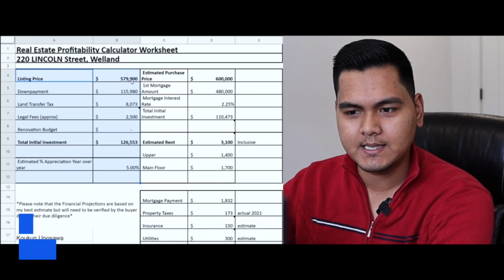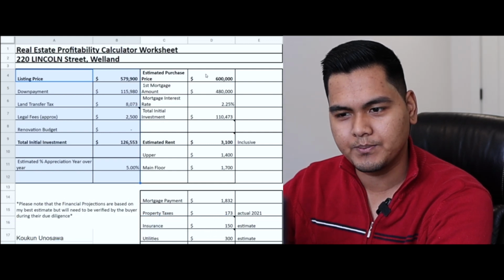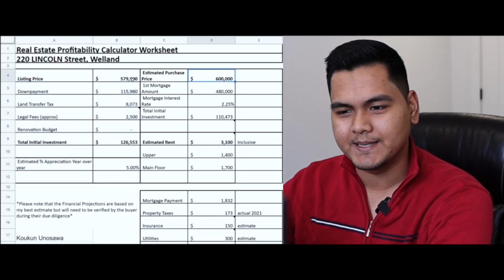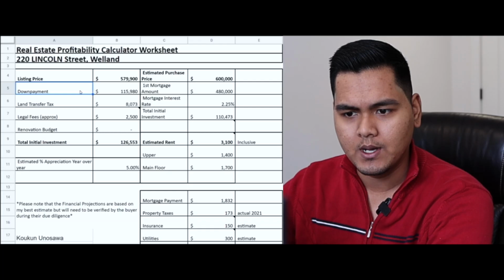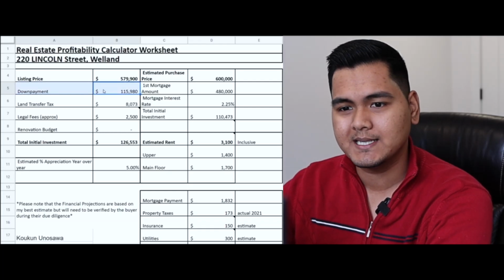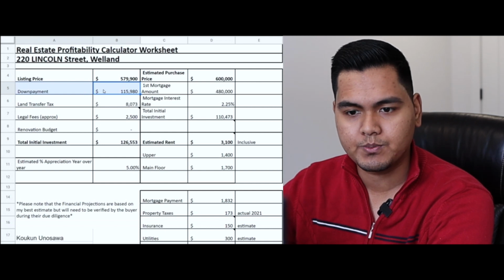When we have some insight as to what we think the property will sell for, we'll put an estimated purchase price, but sometimes that can be quite a bit off depending on how much competition there is on the property. So let's go back down here. In this section, we have the down payment. Typically, that's 20% of your purchase price.